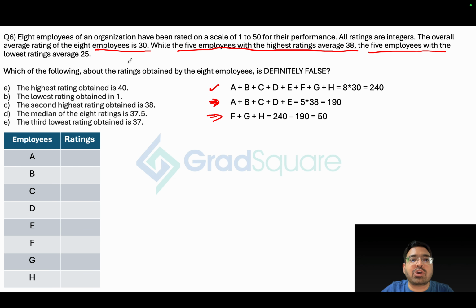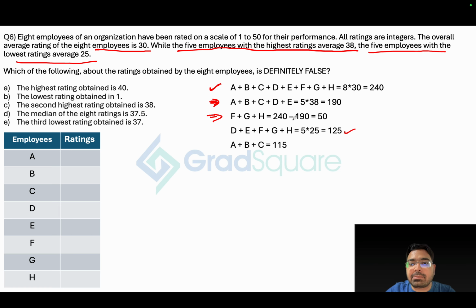The 5 employees with the lowest rating are given to me on an average as 25. Who are the lowest 5? D, E, F, G and H, right? What will be the total for their ratings? That will be 125. Now if I know D, E, F, G, H, go back to the first equation again, and that will throw up the value of A plus B plus C, which will be 240 minus 125. That gives me A plus B plus C is equal to 115.